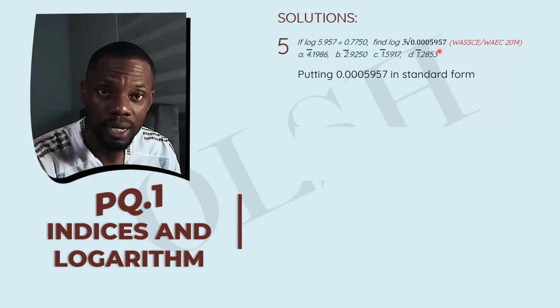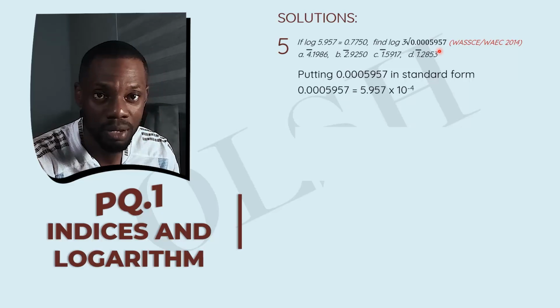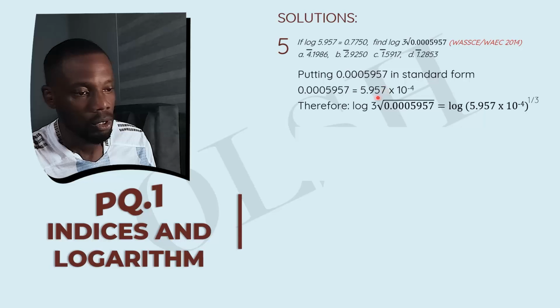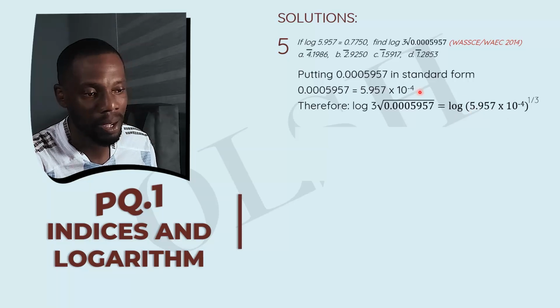So remember, we're putting it in standard form, so it's going to be easy for us to pick out our characteristic. Okay, so if we do that, we have 5.957 times 10 raised to power minus 4. So automatically we know our characteristic is minus 4. All right, and then we have to use this to find our mantissa. So therefore log root 3 of 0.0005957 is equal to log 5.957 times 10 raised to power minus 4.